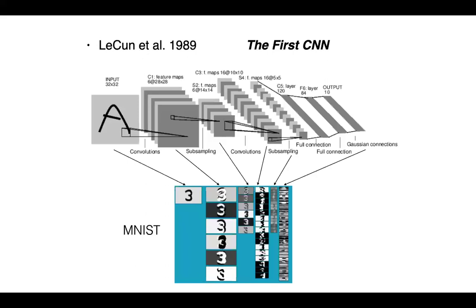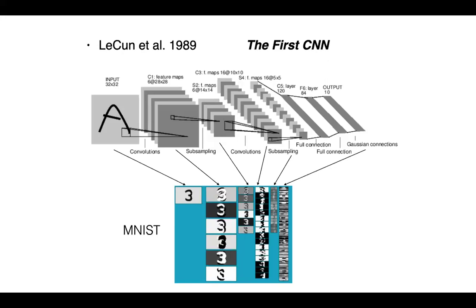So let's start with the LeNet. The LeNet was proposed by Yann LeCun in 1989 and was the first convolutional network. And basically it's even simpler than the prototype that we described. We have convolutional layers and subsampling layers, which were basically pooling layers, and in the end we have a fully connected layer, right?